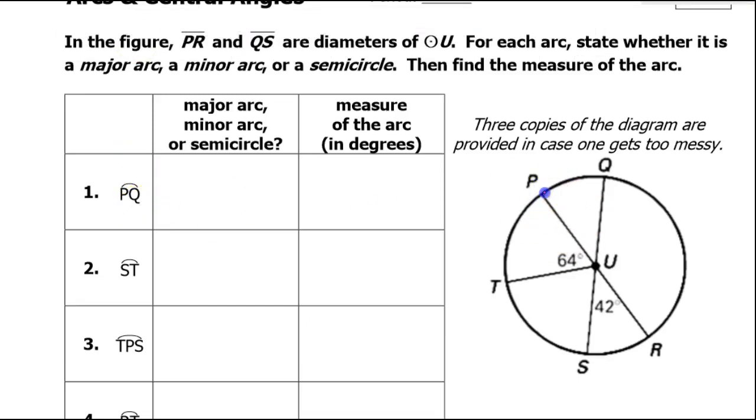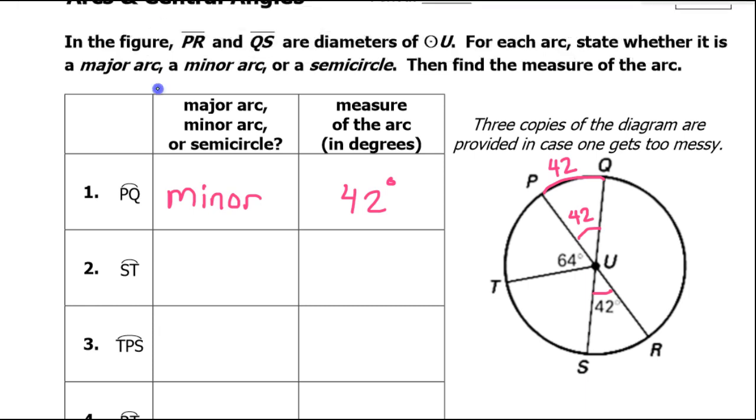Well, here's arc PQ right here. Now, this angle and this angle are vertical angles. So if this is 42 degrees, that means this is also 42 degrees, which means that arc PQ is 42 degrees. This is a minor arc because it's less than 180, so we'll say minor, and we will say 42 degrees.